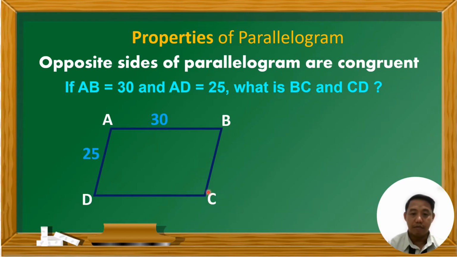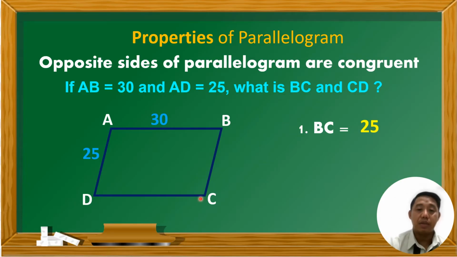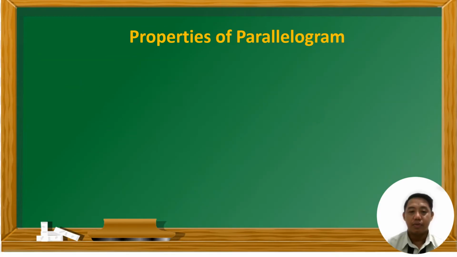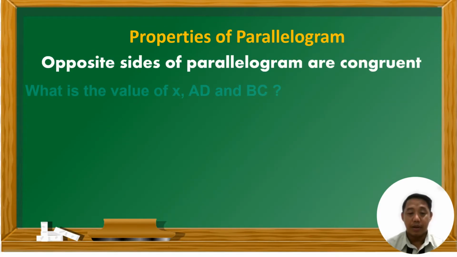Equal sila. Therefore, masasabi natin na ang BC natin is also equal to, kasi opposite niya si AD, BC natin is 25 din. Kaya yun yung ibig sabihin, class, ng ating opposite sides of parallelogram are congruent. So let's have CD. Of course, if AB is equal to 30, therefore CD must be equal to 30 also. Makukuha po ba natin? So, yan. Let's continue.